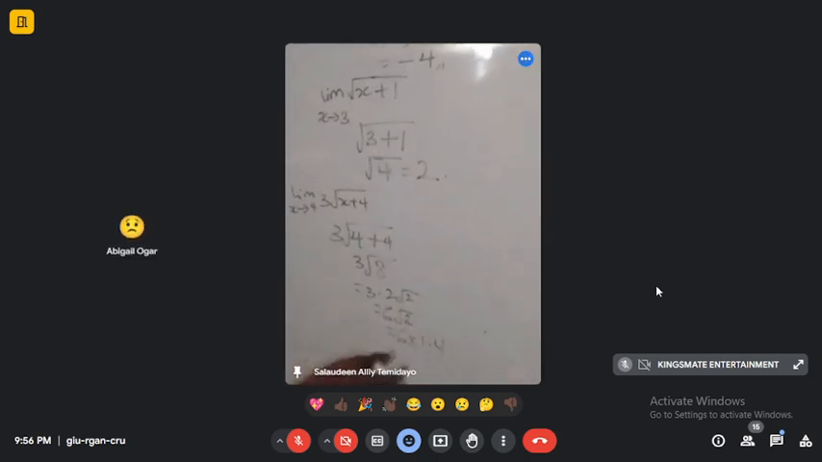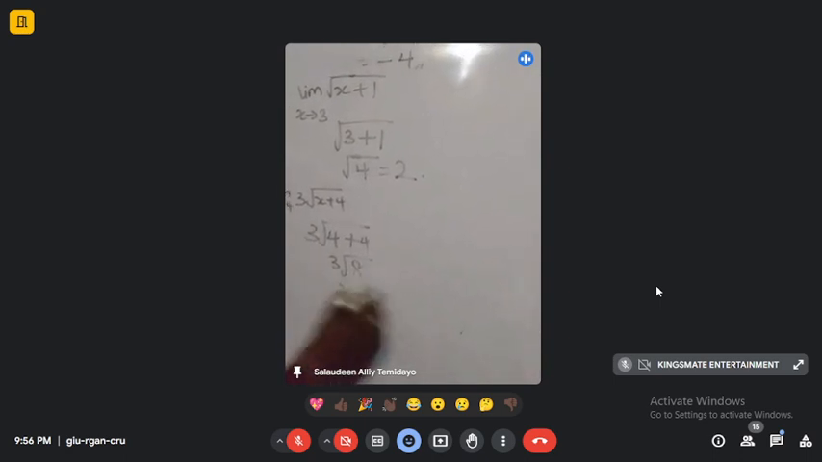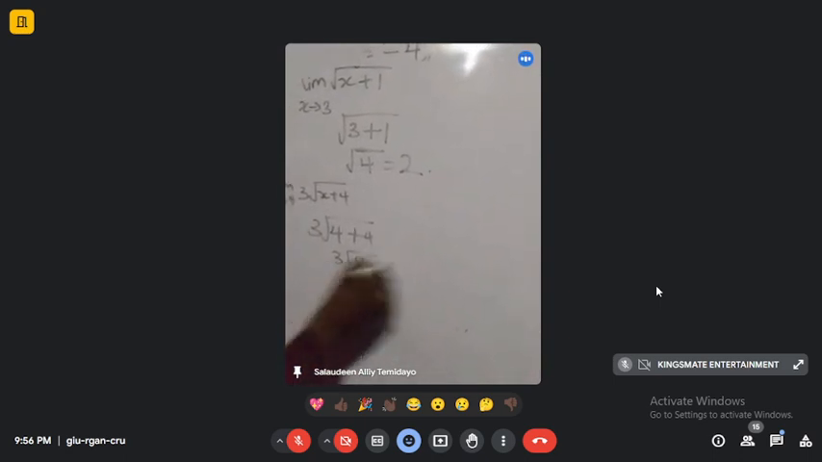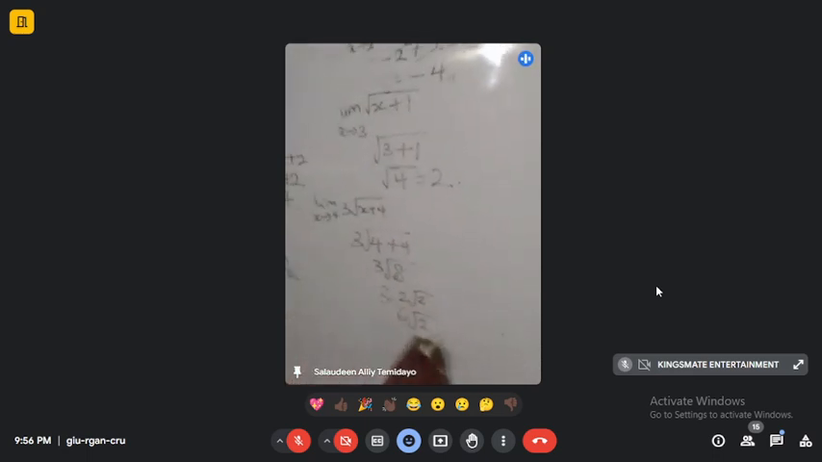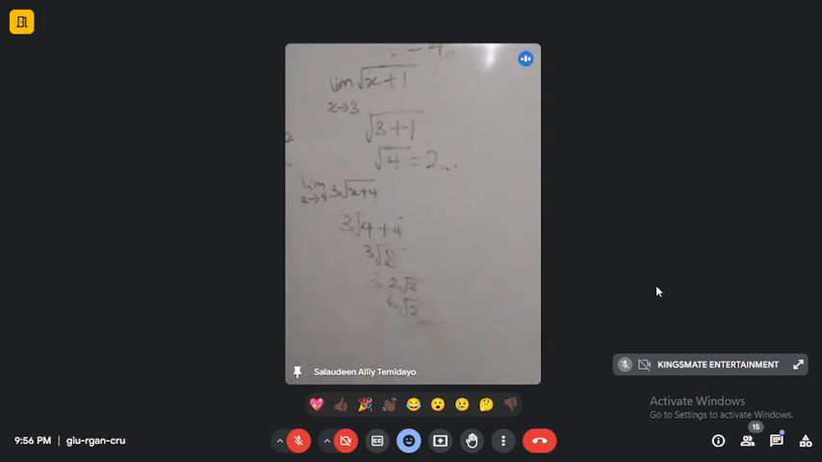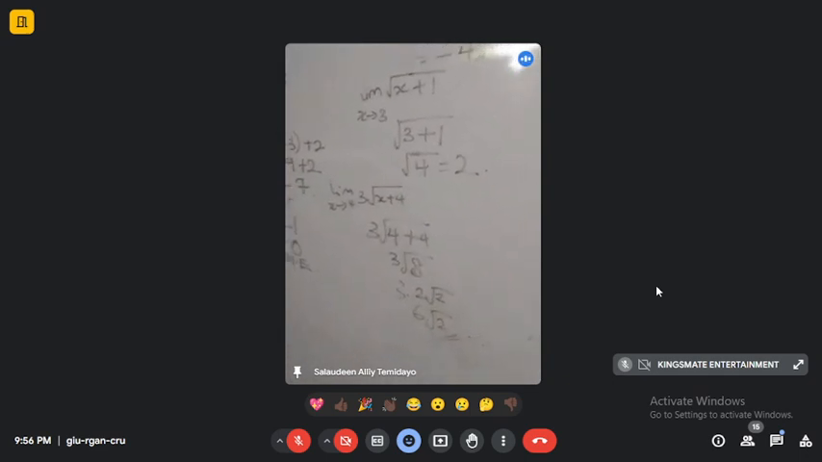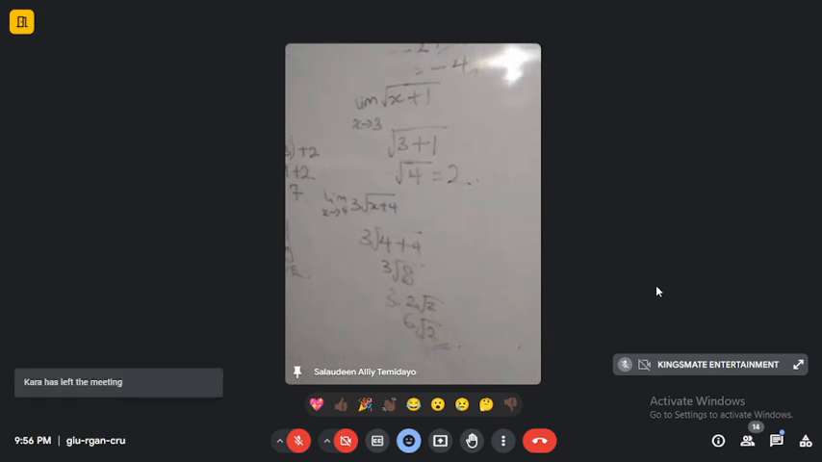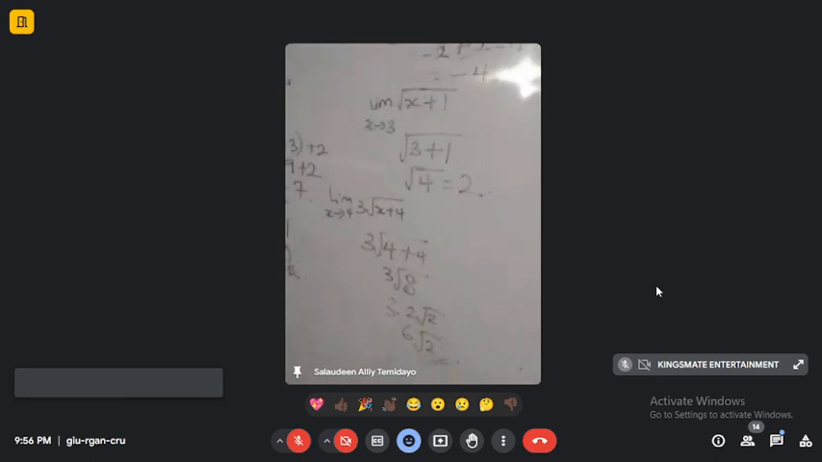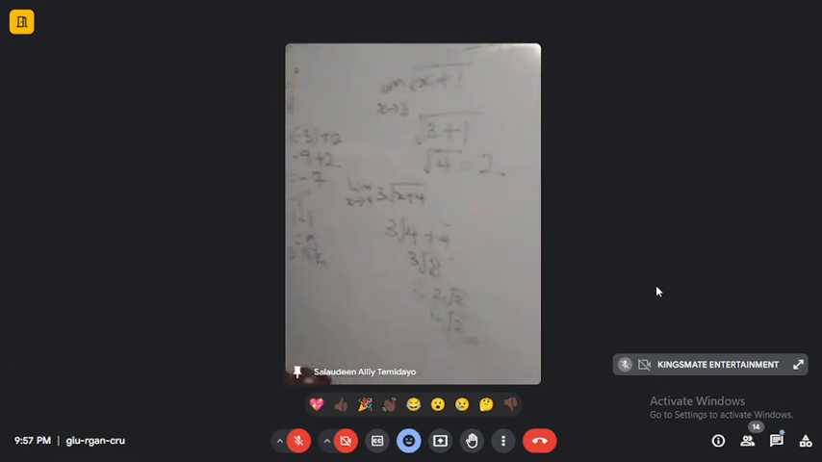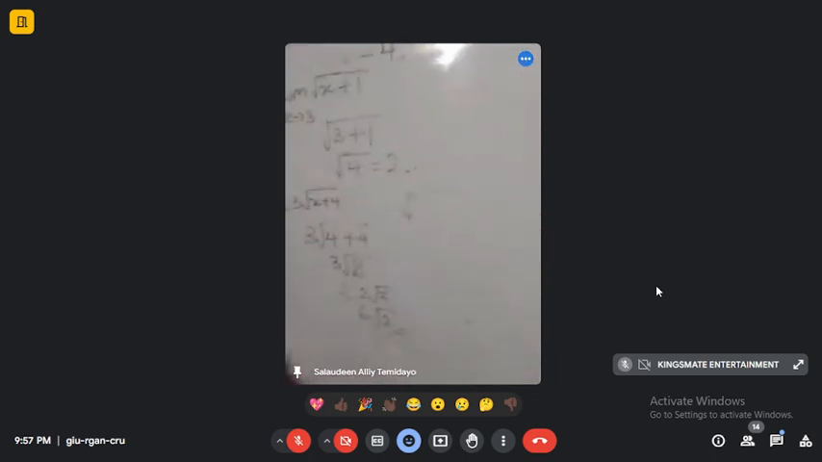Stop here, please. 3 root 8, so do the normal surd form to it. 3 root 8 is 3 times 2 root 2. That's 6 root 2. So this is the answer to this one. Stop it here. Please, one of you asked how it was broken down and if there is any other way it can be done. This is root 8.